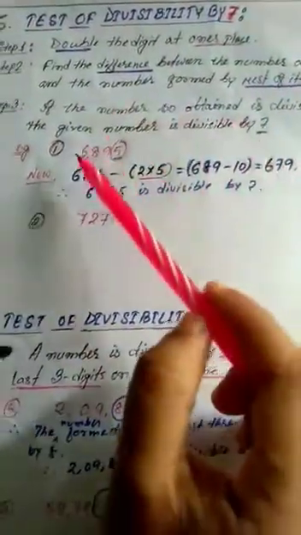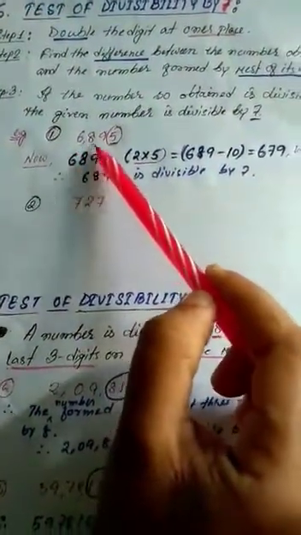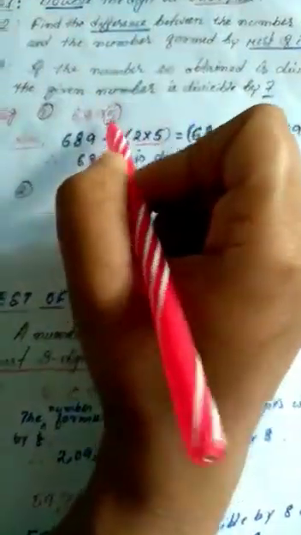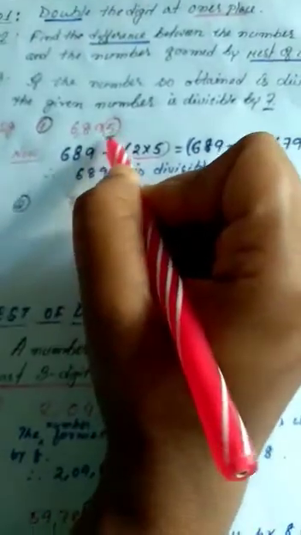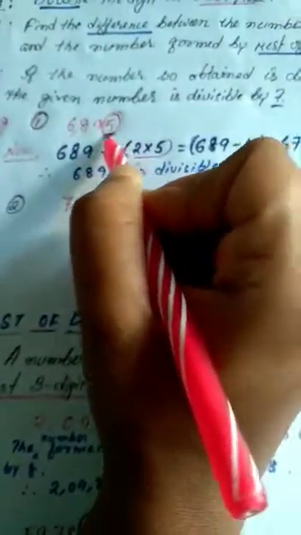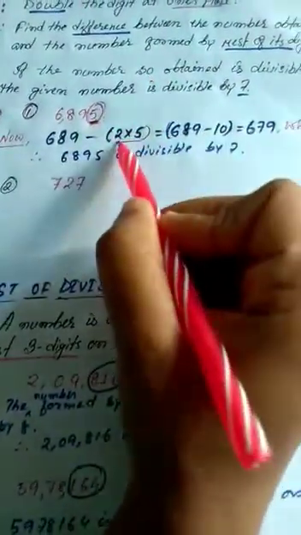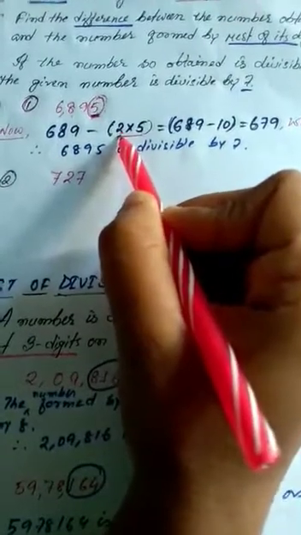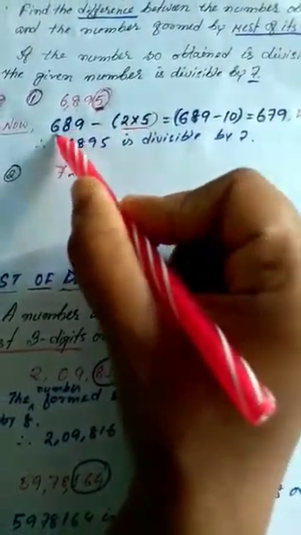Alright, so I have taken one example. So let's see the example. 6895. But how will we know whether it is divisible or not? Without division, how can we check it? Alright, students, see here the ones place is 5. Ones place means the unit place is 5. So we have to double it. Double means we have to multiply it by 2. So that's why we have multiplied it by 2. So 2 into 5, and then the rest of the numbers.